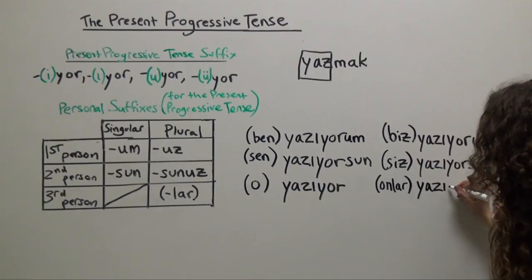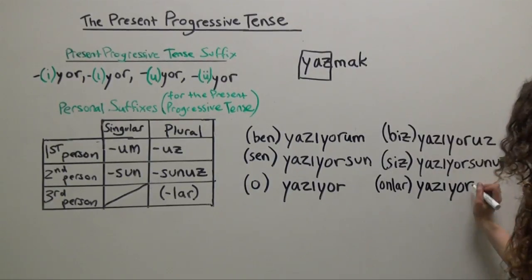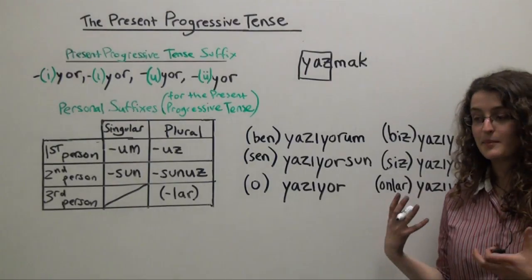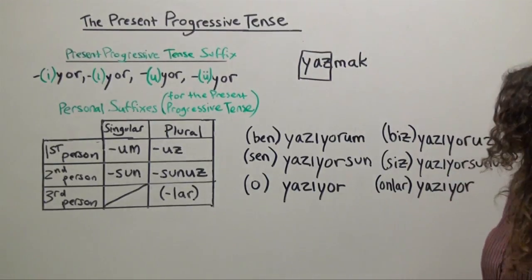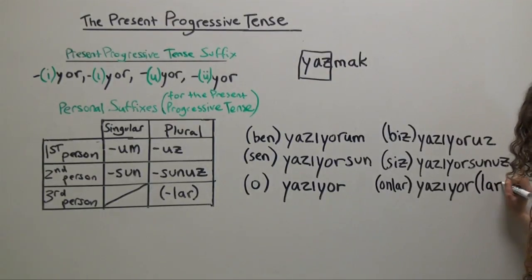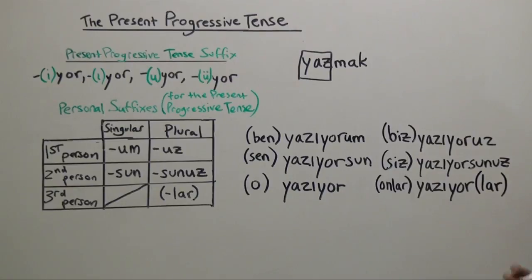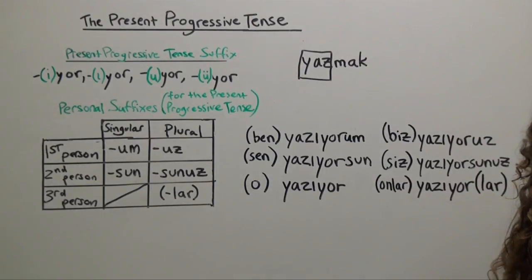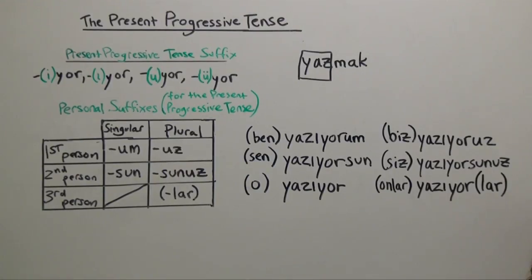Yaz, ı, yor. That's fine. That can mean they are writing, or they habitually write. If the person doing the writing, and in this case it must be, is an animate person, a human being, you may also want to add the plural ending to the verb, yazıyorlar, they are writing, but you don't have to, it's not obligatory. And you're not going to do it if the subject of the verb is an inanimate object. Snowflakes falling, for example, would not use lar.